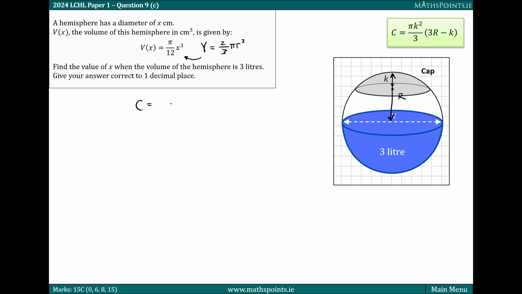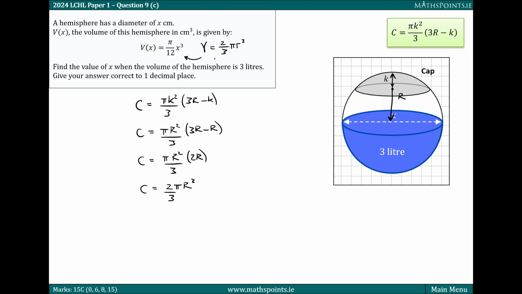So let's start with c is equal to pi times k squared over 3 times 3r minus k. So we're setting our k value to be the radius of the sphere. So c is equal to pi times capital R squared over 3 times 3r minus r. And then we say that the volume of the cap is equal to pi times r squared over 3 times 2r. And that's equal to a volume of 2/3 pi times r cubed, which is the formula for the volume of a hemisphere in terms of r being the radius.